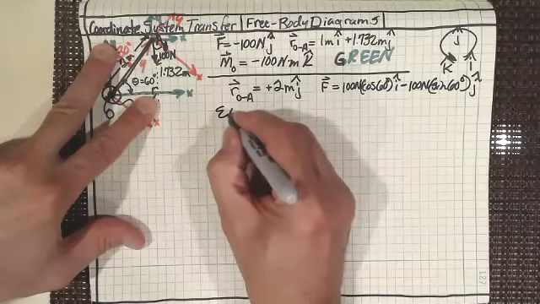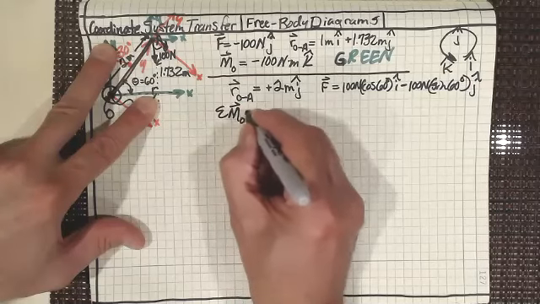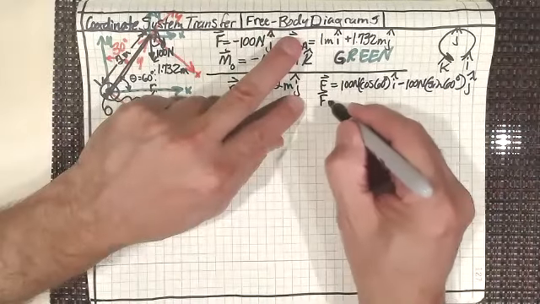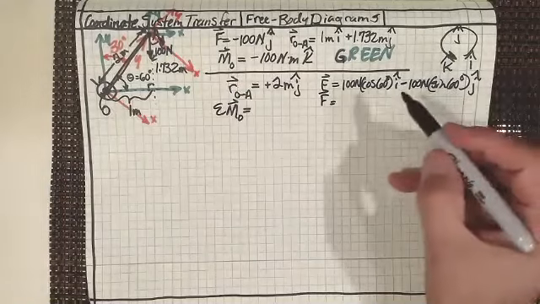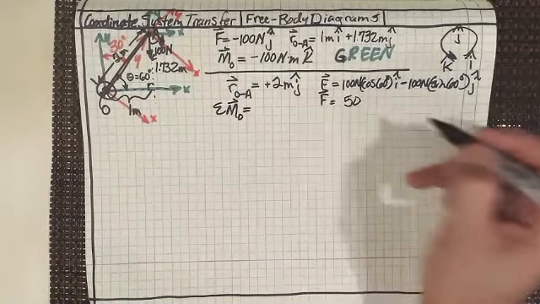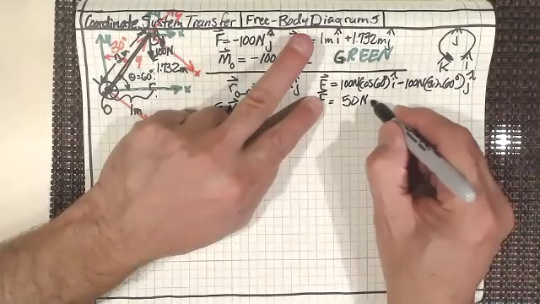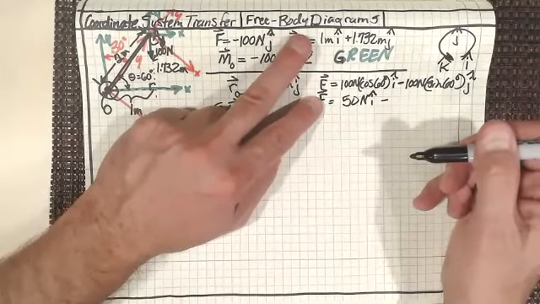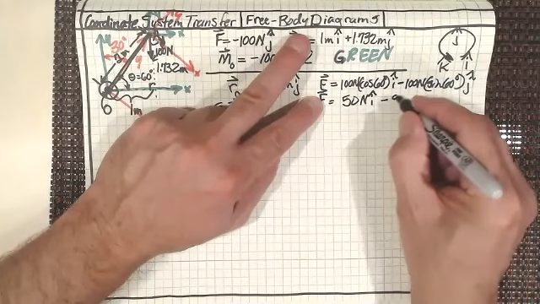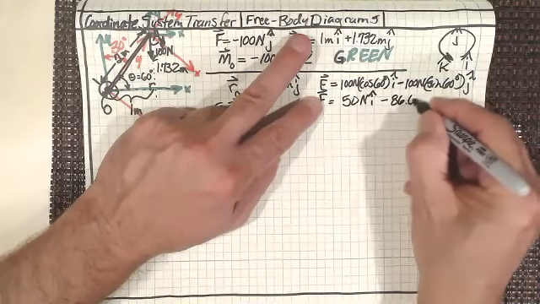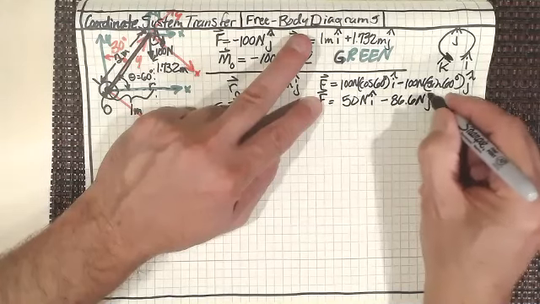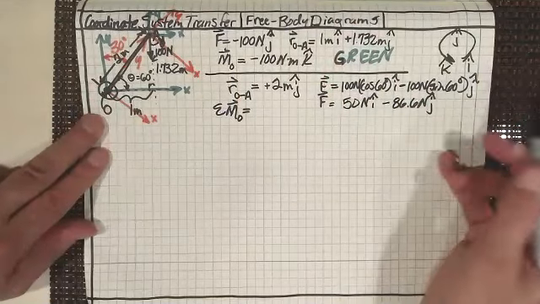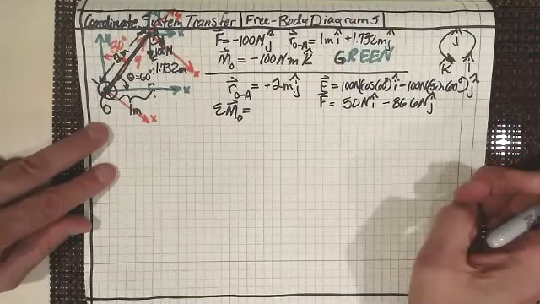Now let's cross multiply those again. Let's find out what the sum of the moments are about O. Well, 100 times the cosine of 60 is going to give me 50 newtons I hat, and then minus 86.6 newtons J hat. Does everyone see that? And of course, you can do it yourself, but it'll come out to that.